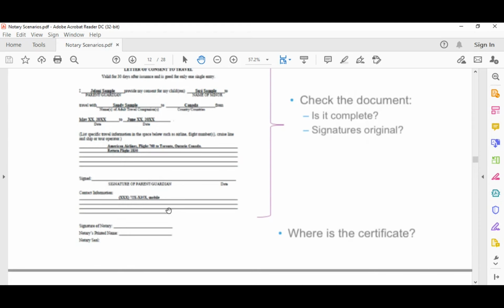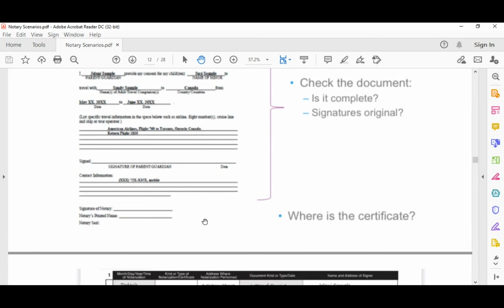Now, because this document does not have a certificate, you will be attaching a loose certificate, okay? You can't just sign where it says signature of notary, printed name, and notary seal. That is an incomplete certificate and you cannot notarize that, okay? But you can attach a loose certificate, and because he's already told us what is required for his document, we automatically know we're attaching a jurat. Remember, you are never supposed to choose for the signer. The signer has to choose for themselves.